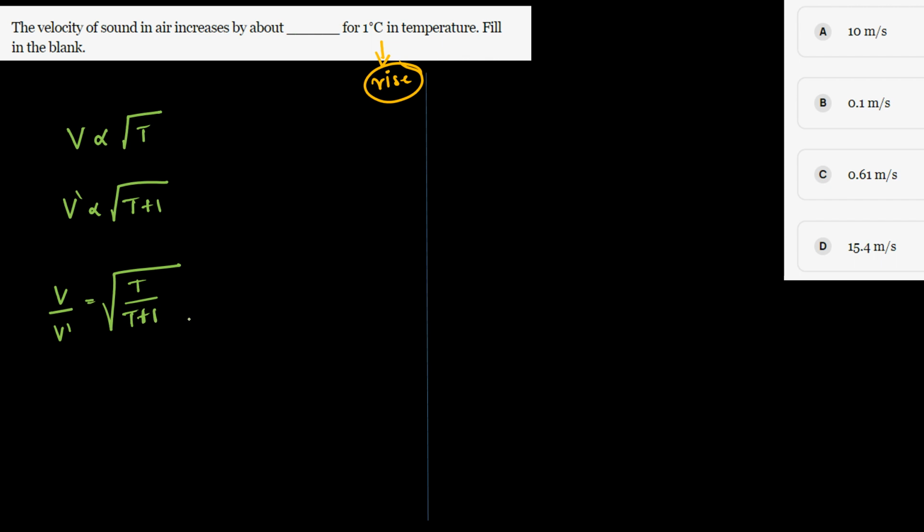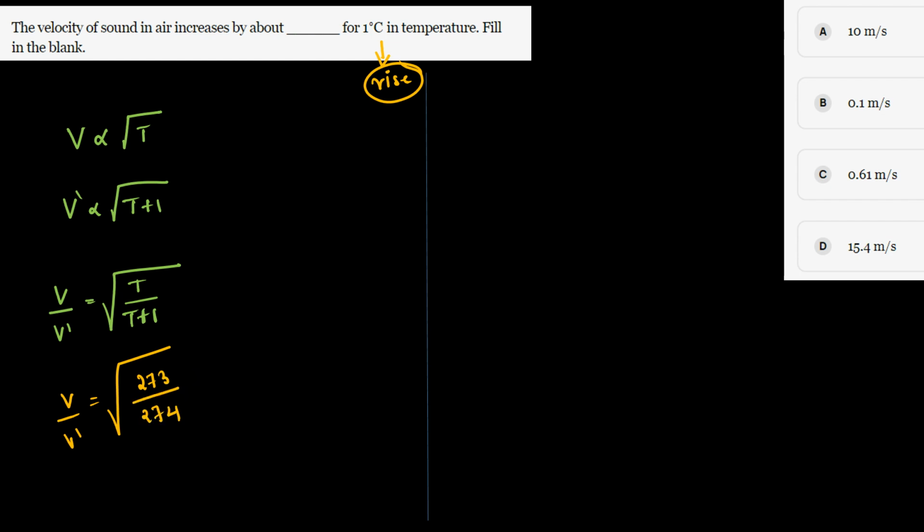And now we have to plug in a few of the constants. So what are the constants that I can consider here? Usually we consider STP, standard temperature and pressure. What is the standard temperature and pressure? It is 0, or I can write this as 273. So here it is going to be V divided by V dash is equal to the square root of 273 over 274.